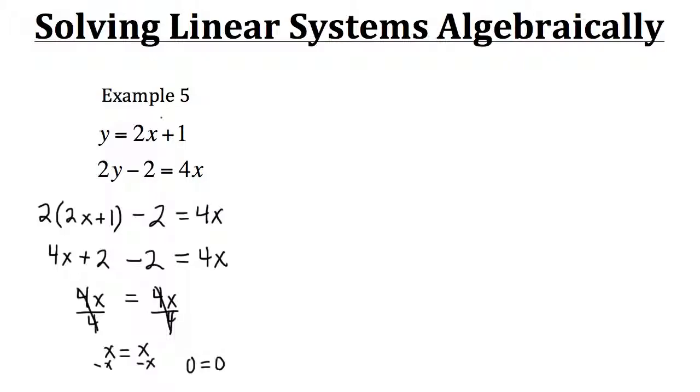Now, when you're solving a linear system and you end up getting a true statement like this, whether it be 4x equals 4x, or 0 equals 0, or 2 equals 2, it indicates that the two equations in your system are actually the exact same. So if you were to graph them, they would produce the exact same line. So when something like this happens, it means that there would be an infinite amount of solutions.